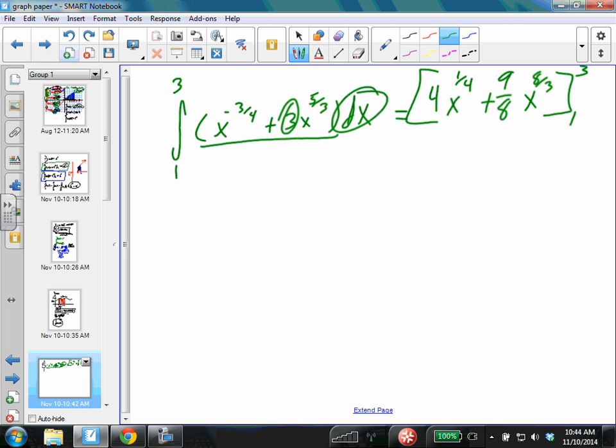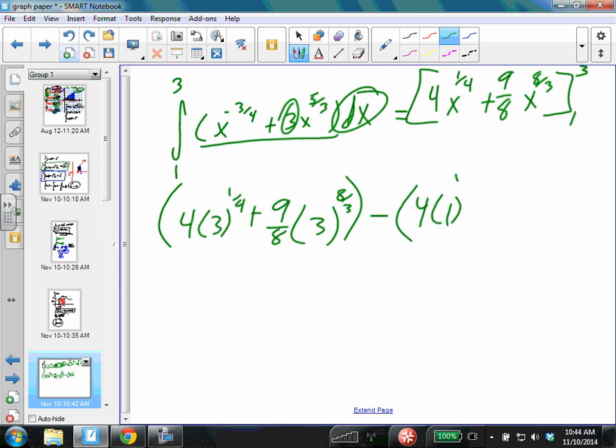Okay, so the first thing that we're going to do, we have to evaluate this from 1 to 3. So what goes in first? The 3 goes in first. Yeah, the top actually goes in first. This is 4 times 3 to the 1/4 plus 9/8 times 3 to the 8/3, minus, and then we plug in our 1: 4 times 1 to the 1/4 plus 9/8 times 1 to the 8/3. Why no constant? That's exactly right. It would cancel out, so we don't need it.